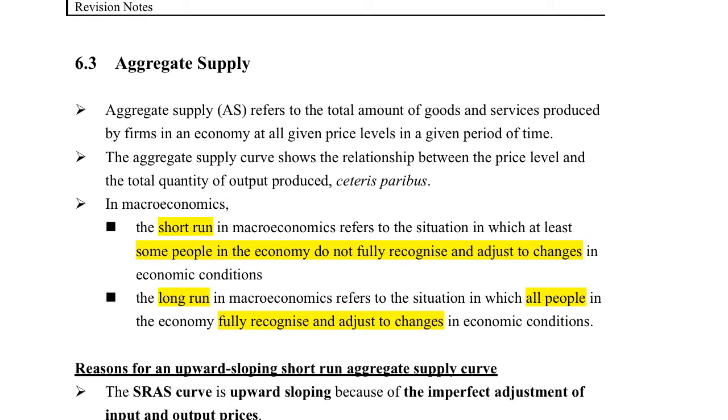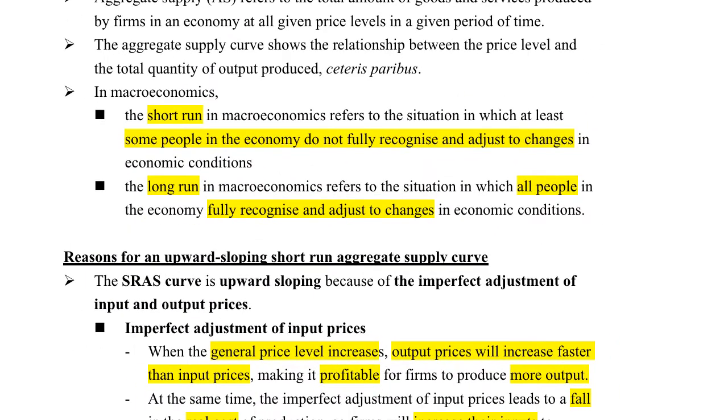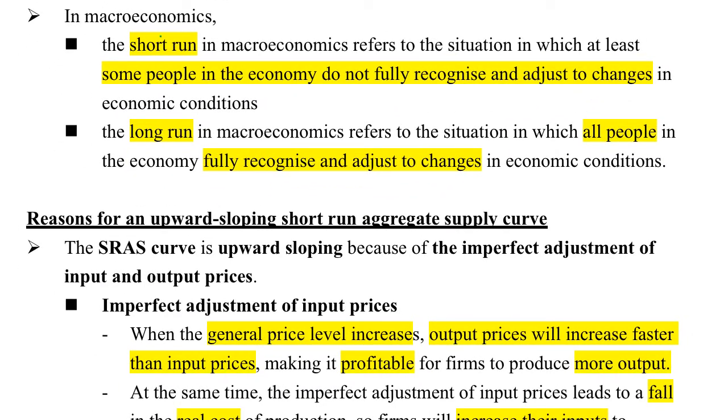Okay, after talking so much about the AD, we will quickly move on to the AS. AS is simply talking about the quantity supplied of our economy, so it's about the producers. Actually there are two periods. We call them the short run and the long run, according to whether the people fully recognize and adjust to the changes of economic situations. If they do not have enough time to adjust, then that's the short run. If they have, then it's the long run.